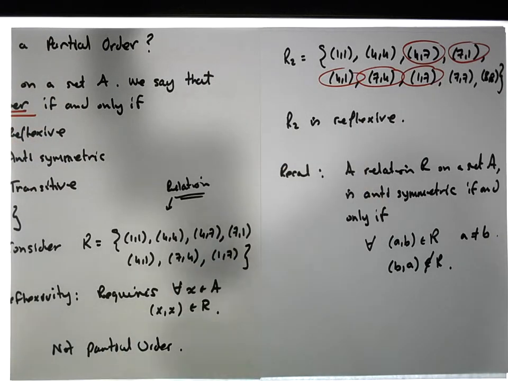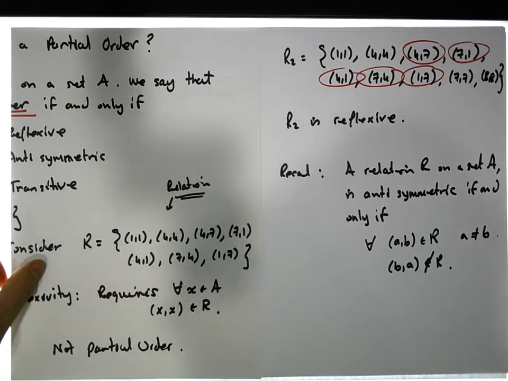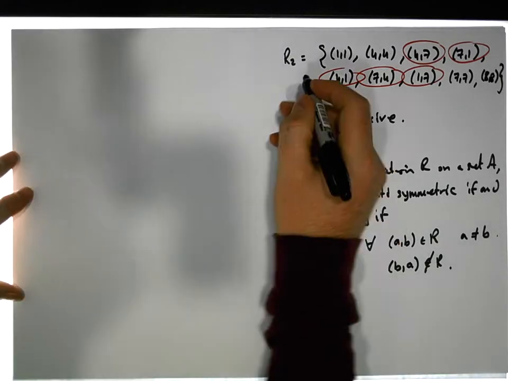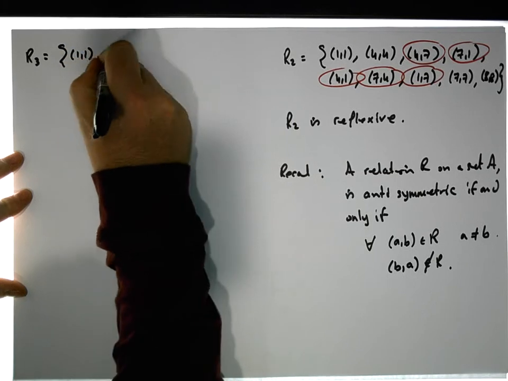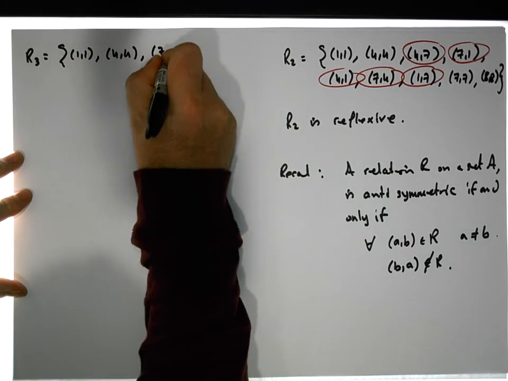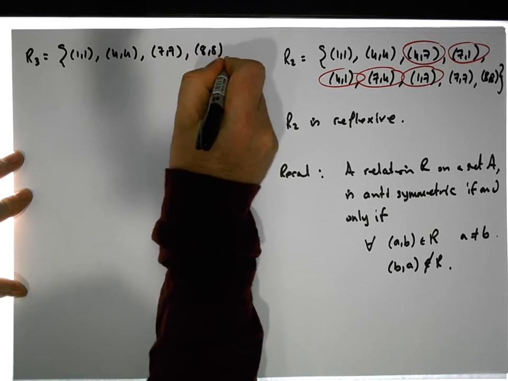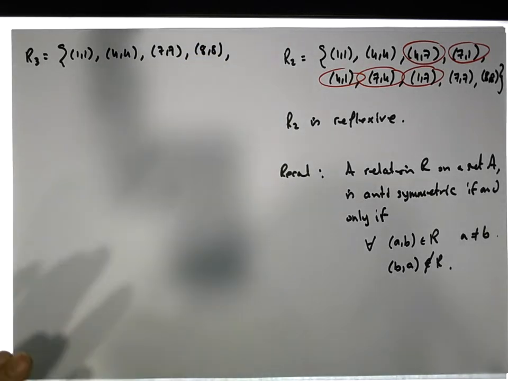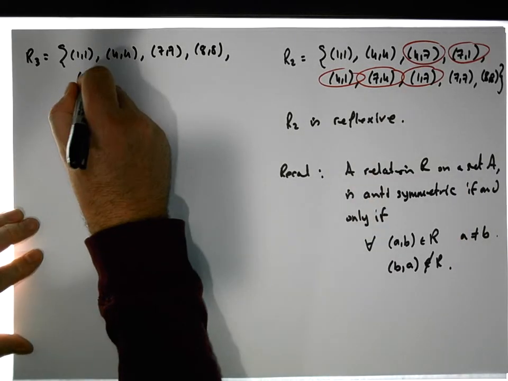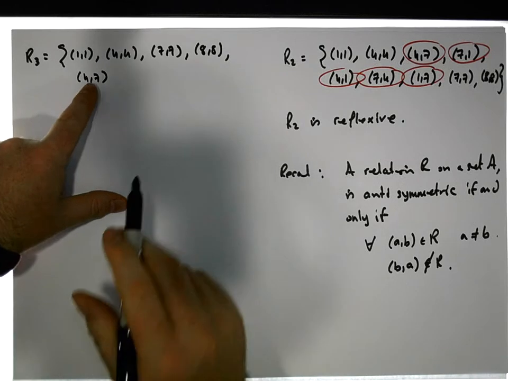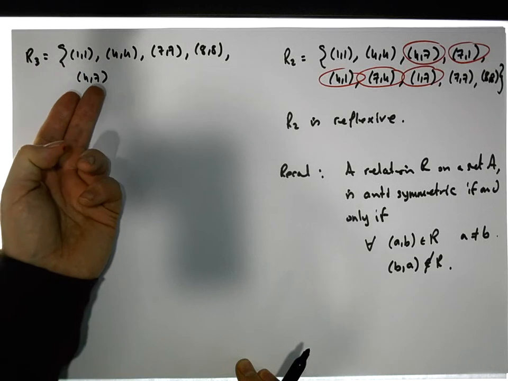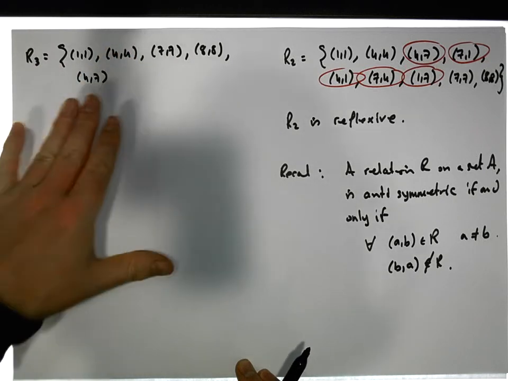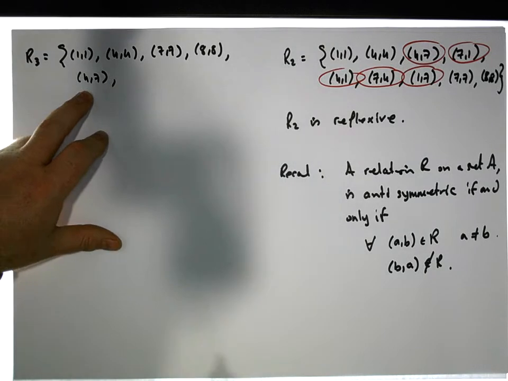Say we make it anti-symmetric. So how do we make it anti-symmetric? Well, let's first of all make sure that it is reflexive. So R3 is, let's say, 1-1, 4-4, 7-7, 8-8. Isn't that right? So what this is so far is definitely reflexive. And let's throw in 4-7. So 4-7 now goes in as an ordered pair. For this to be anti-symmetric, I need to make sure that I never put in its symmetric couple. So 7-4 can't be in here. So at this stage now, this is anti-symmetric, okay? So 7-4 can't be in there.